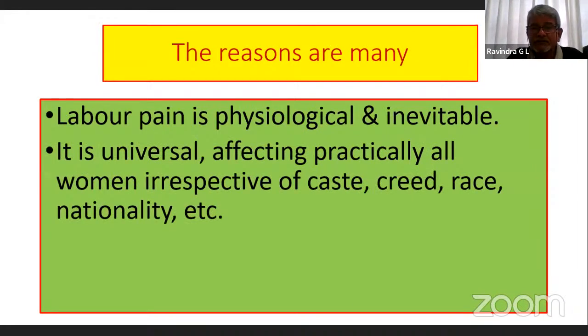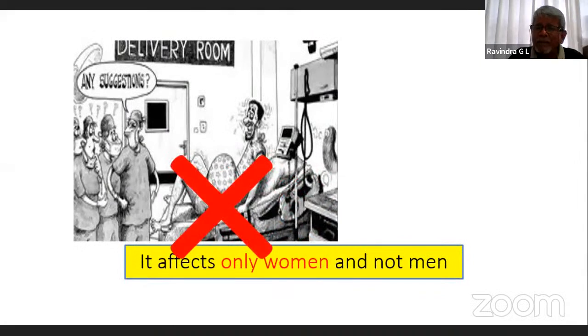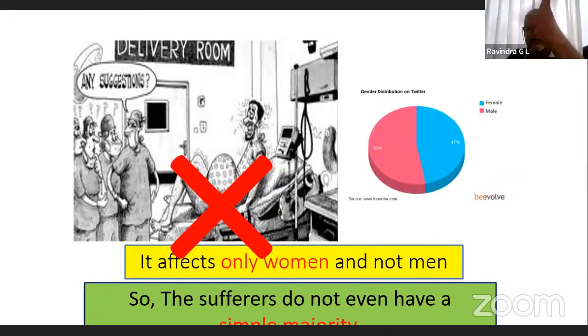Now, it's universal, affecting practically all women, irrespective of caste, creed, nationality, race, anything. It affects only women, you see, and not men. So when it does not affect men, 50% of the population is taken off. So the sufferers do not have even a simple majority. Now the sex ratio is less for women, you see.